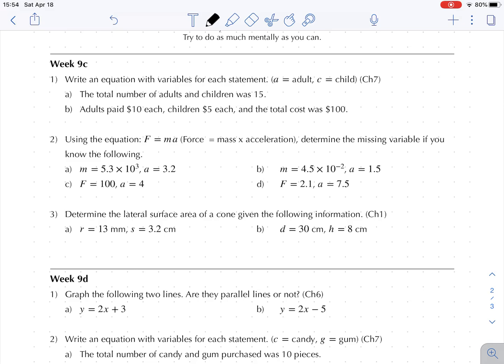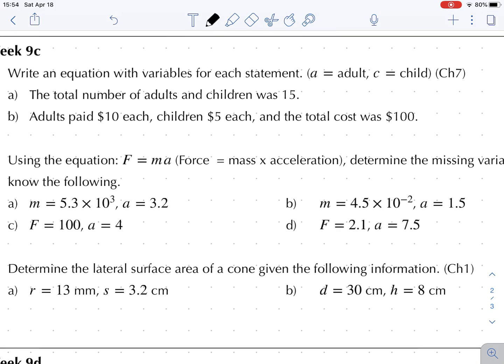Let's take a look at Mastery Items, week number 9, section C. Question number 1. Write an equation with variables for each statement. A is equal to adult, and C is equal to child.